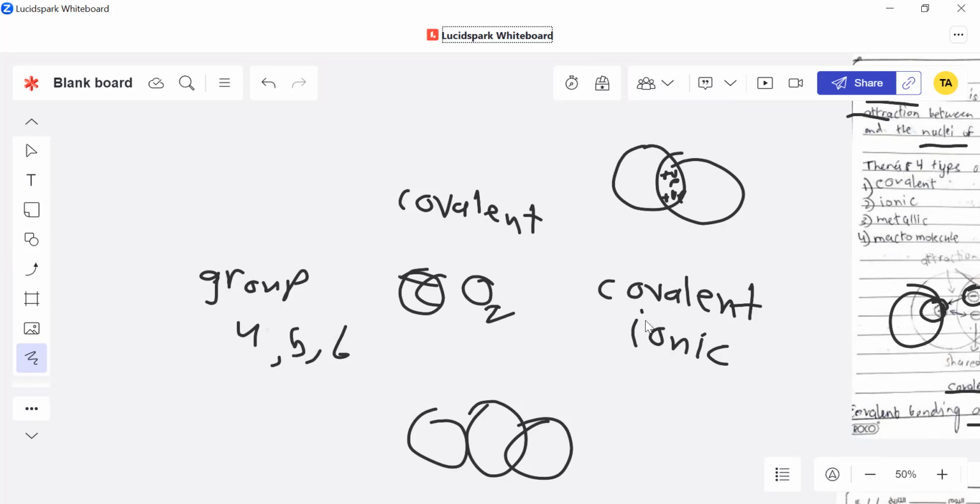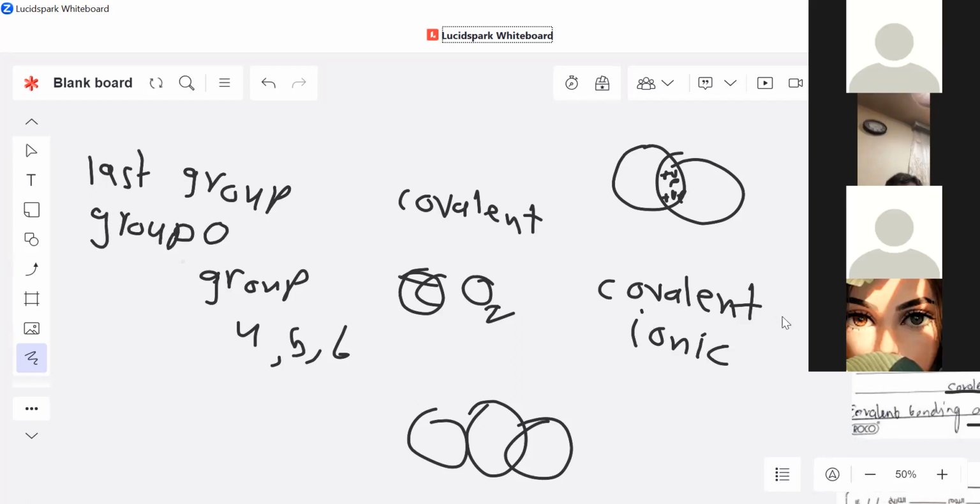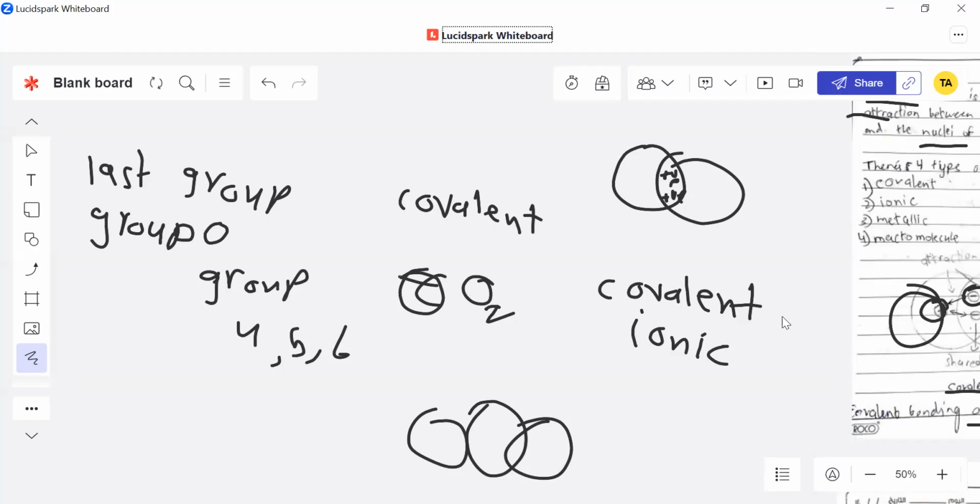And this is another interesting point. Group 0 elements, right, are not reactive at all because they have 8 electrons in the outermost shell. They are in group 8 and they have 8 electrons in the outer shell, so they are inert. So this is another reason why group 0 elements do not react at all.